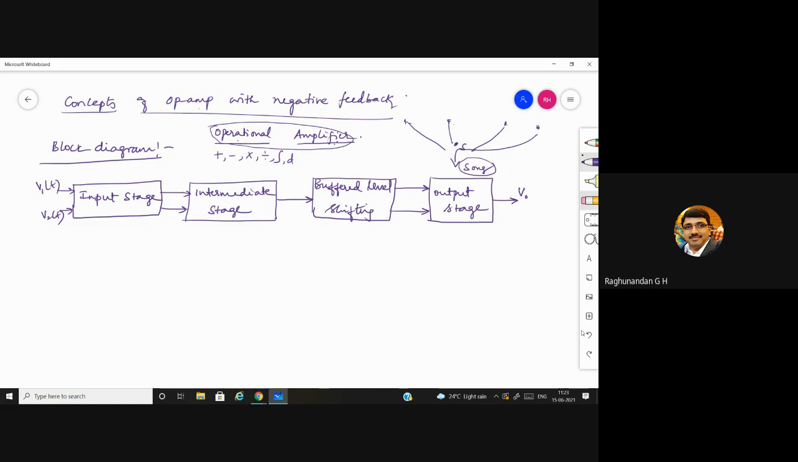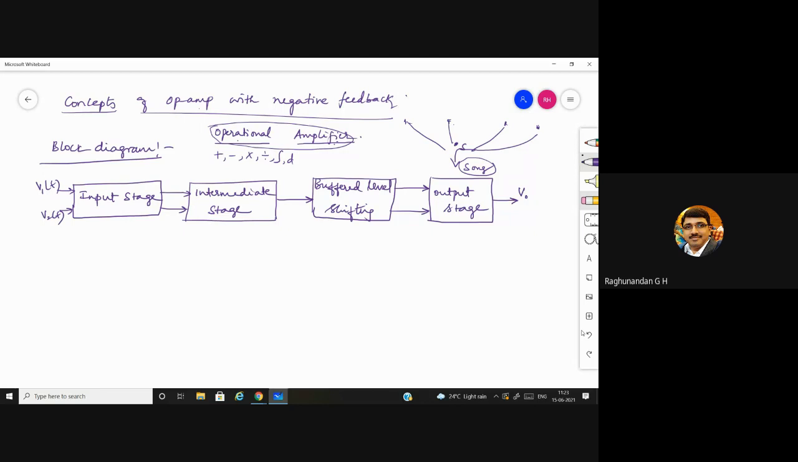Now coming back to this, in the input stage we have two inputs. We call an op amp which has two inputs. Obviously every op amp will have two inputs, but if both the inputs are active, that means both inputs are given at a time, such a type of op amp is known as a differential op amp.